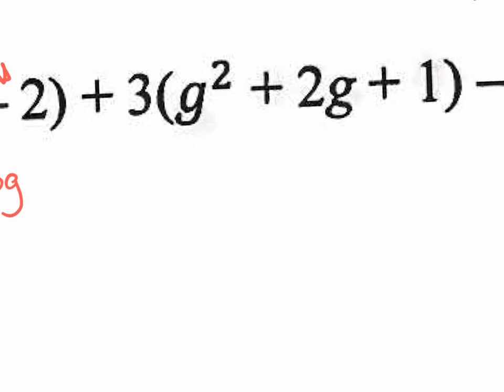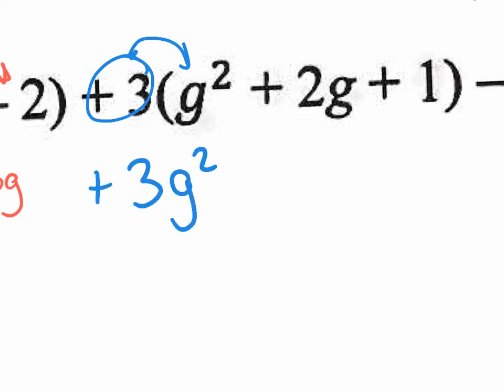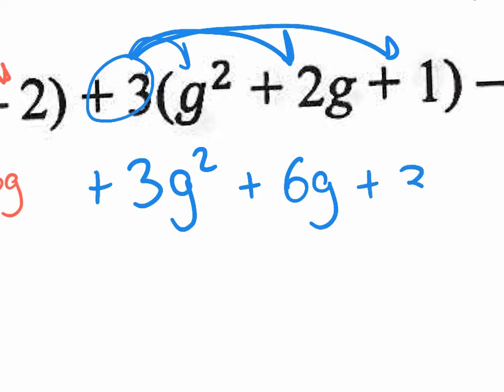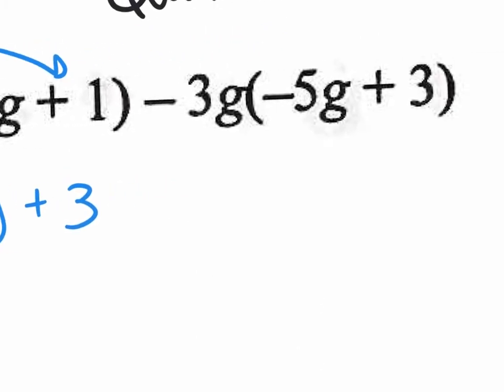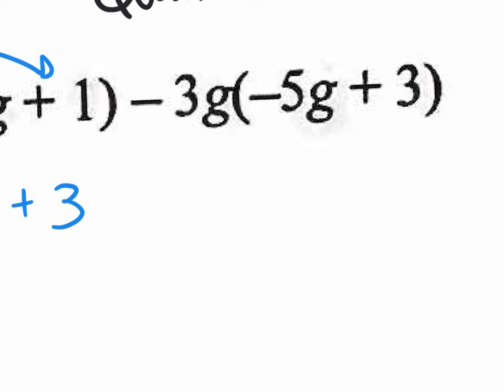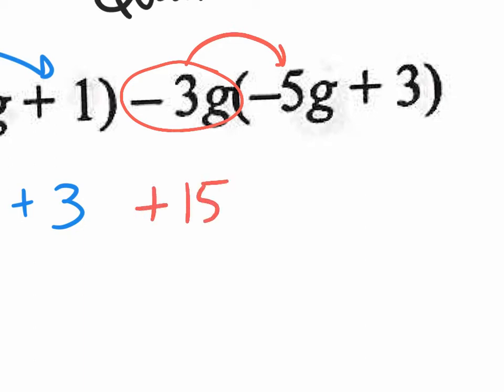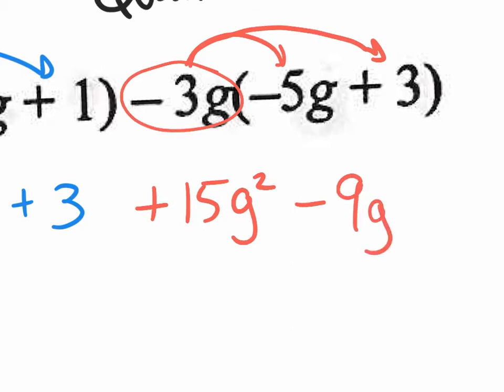Let's move on to the next distributive property here, on the plus 3. I want to distribute this plus 3. 3 times g squared, plus 3g squared. 3 times 2g, positive 6g. 3 times 1, 3. All right, and last but not least, we have another distributive property situation over here. The minus 3g times minus 5g. What's minus? Positive 15g squared. Minus 3g times positive 3, negative 9 with a g.